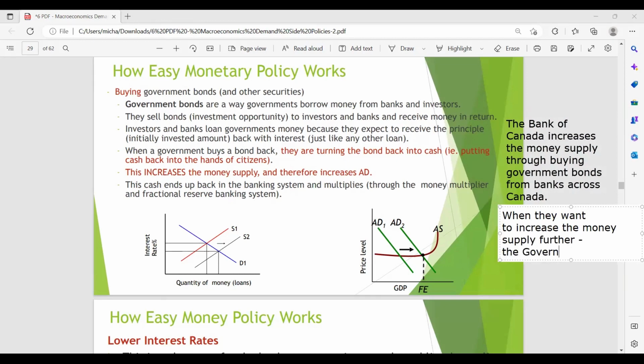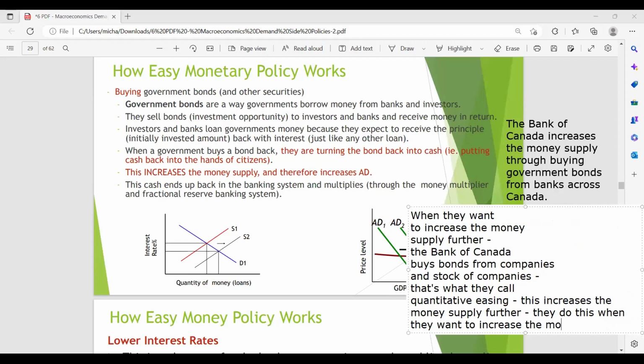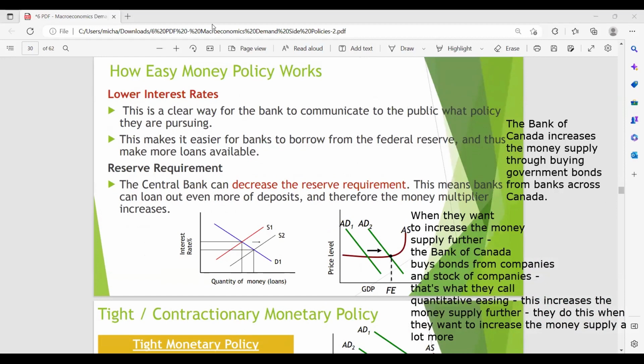The Bank of Canada buys bonds from companies and stock of companies. That's what they call quantitative easing. This increases the money supply further. They do this when they want to increase the money supply a lot more. That's what they did in the US during the recession of 2008 to 2014, and they did this during COVID. That's a big thing that they did just to increase the money supply.